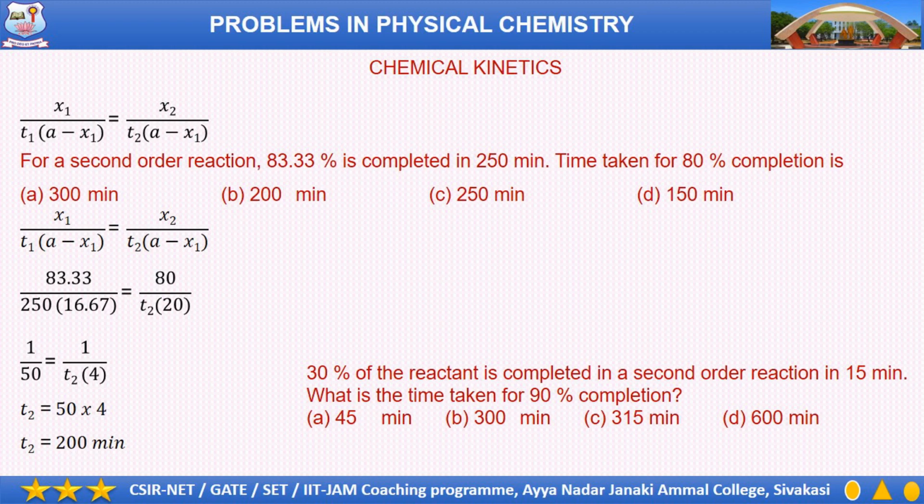And apply the same for the next one. X2 asked is 80%. Therefore, 80% divided by n r equal to x. Or T2 into the balance is 20. Yes, this and this, how many times? 5 times. This and this, 50 times. This and this, 4 times. T2 is equal to 50 into 4. It is 200. Option B is the correct option.